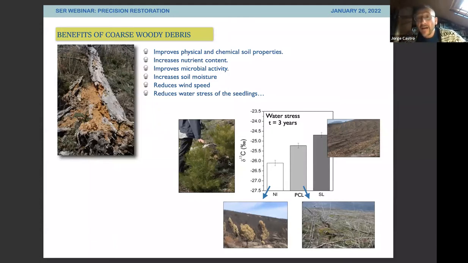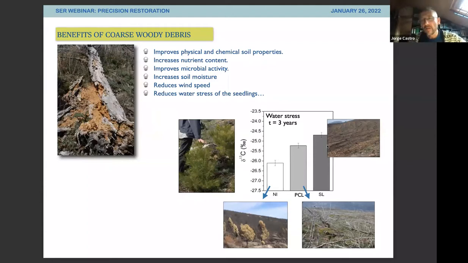But fires, wildfires, are a very common disturbance all over the world. And so the wood, when it decomposes, improves the physical and chemical properties of the soil, provides organic matter, increases nutrient content, improves microbial activity, increases soil moisture because it reduces a little bit, like in this picture, for example, wind speed and radiation. All that improves the water content and reduces the water stress of the seedling, etc.